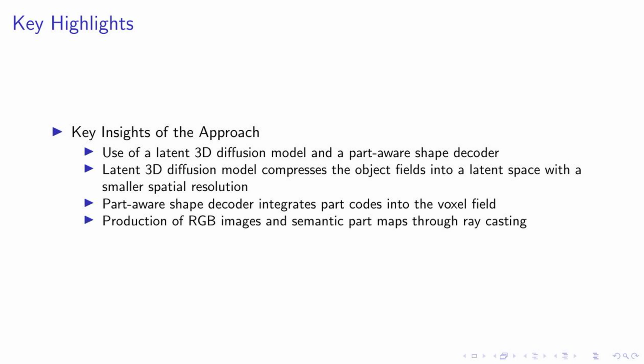We also employ a part-aware shape decoder, which integrates part codes into the voxel field. This process generates part-aware shapes with high-quality rendered images and establishes relationships between different parts of the voxel field. Lastly, our method produces RGB images and semantic part maps through a process known as ray casting. This is a technique used to create a 3D perspective in a 2D image. Together, these components form the backbone of our approach, enabling us to generate precise part-aware shapes and high-quality rendering outcomes.